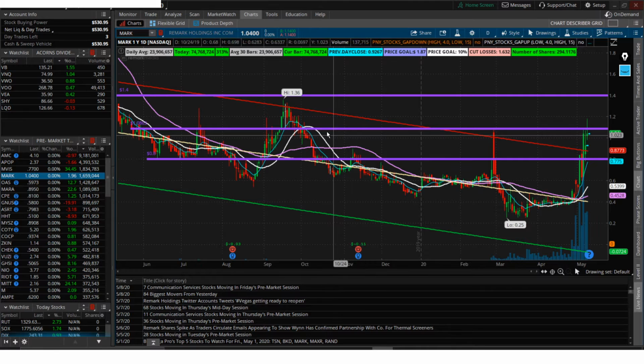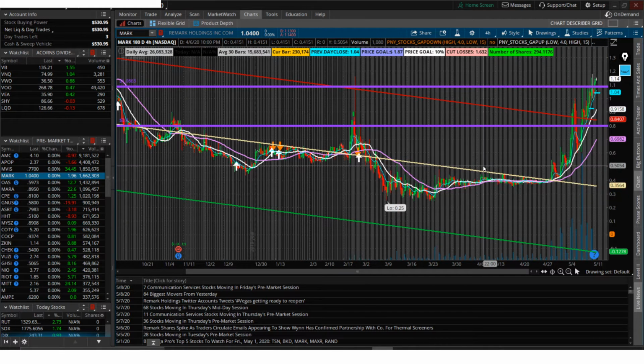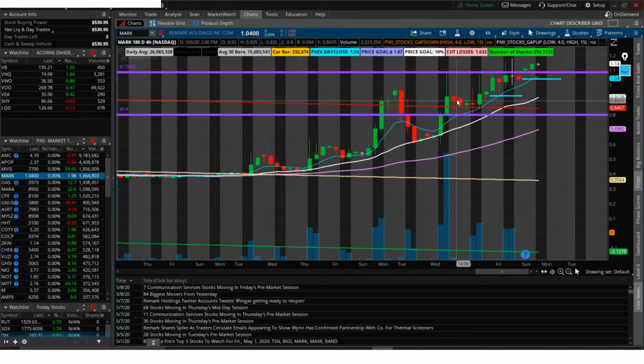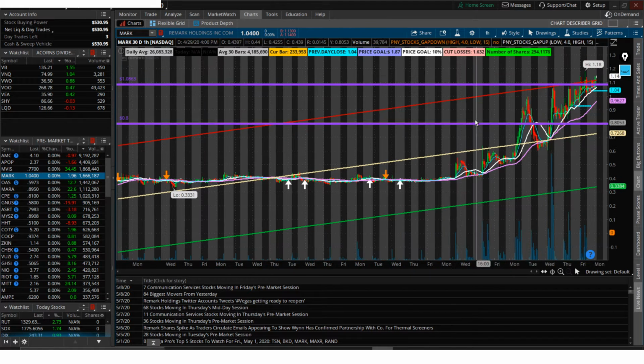$1.80, I'll create that right there. And then let's get into a different time frame. So the 4-hour time frame, as you can see, the price is already above that channel, so it's already overpriced. So let's look at the 1-hour time frame.